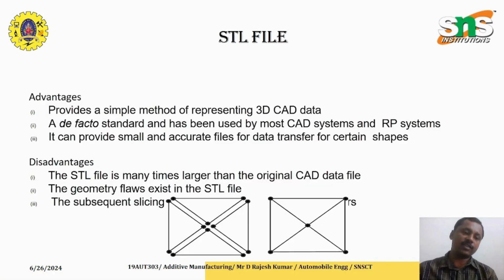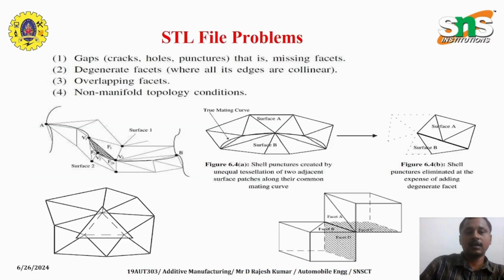Advantages and disadvantages. The main advantage is that it is a simple method of representing the CAD data, and it provides small and accurate data for certain shapes. The disadvantage is that in the STL file, geometry flaws are there. Geometries may not be printed exactly, the edges may be overlapped, and the clearance may not be maintained. These kinds of disadvantages are there in the STL file format.